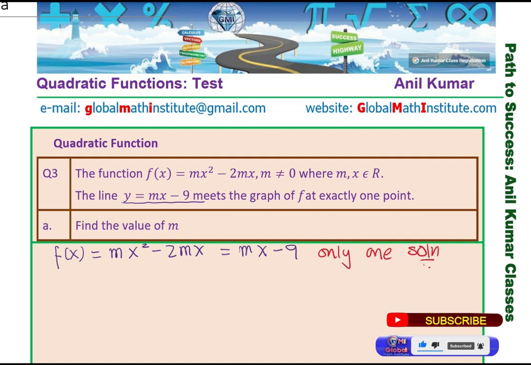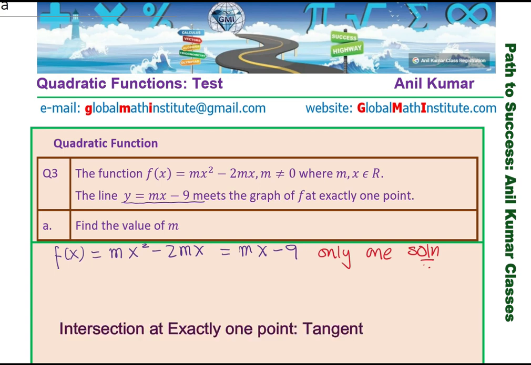Why? Because the line is tangent, so there is only one solution. Exactly 1 point it intersects. That becomes the key for the solution of this particular question. Now I think it is absolutely clear. You can reorganize and then find the solution, the value of m.